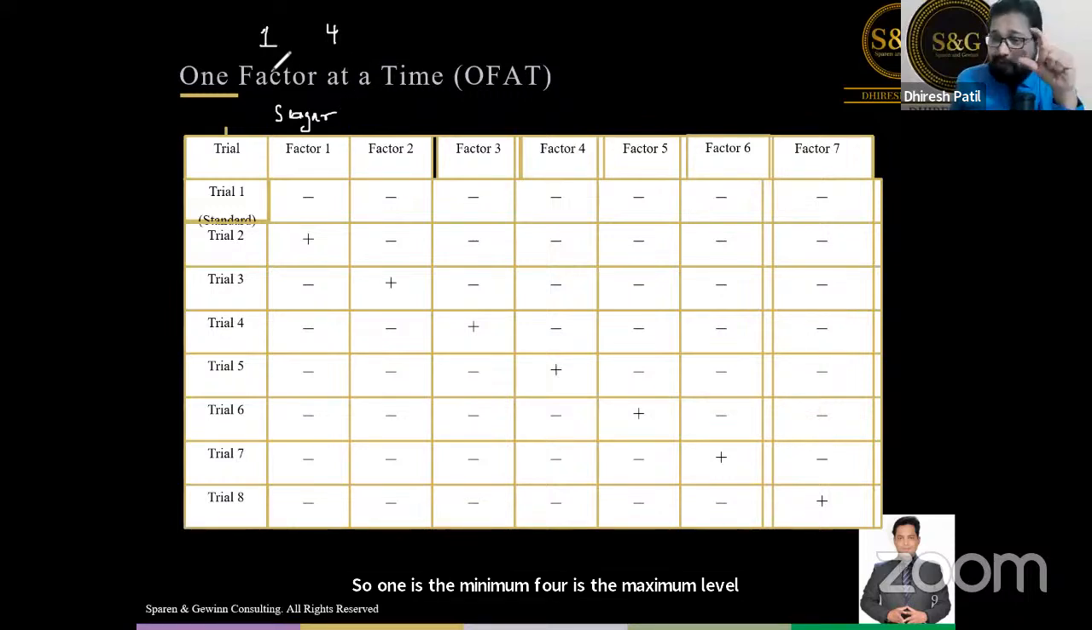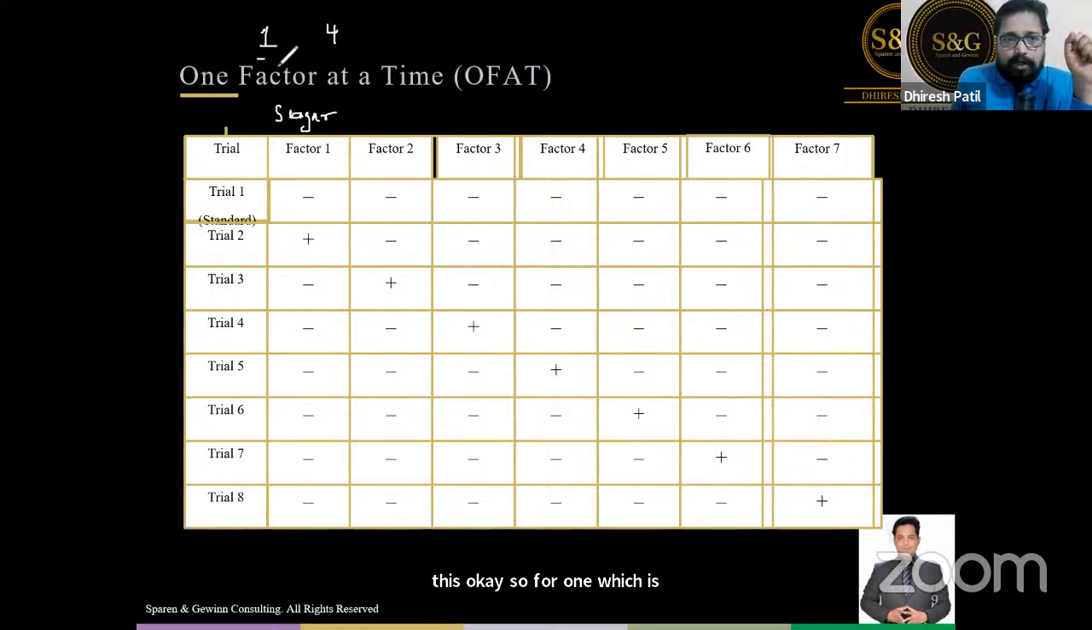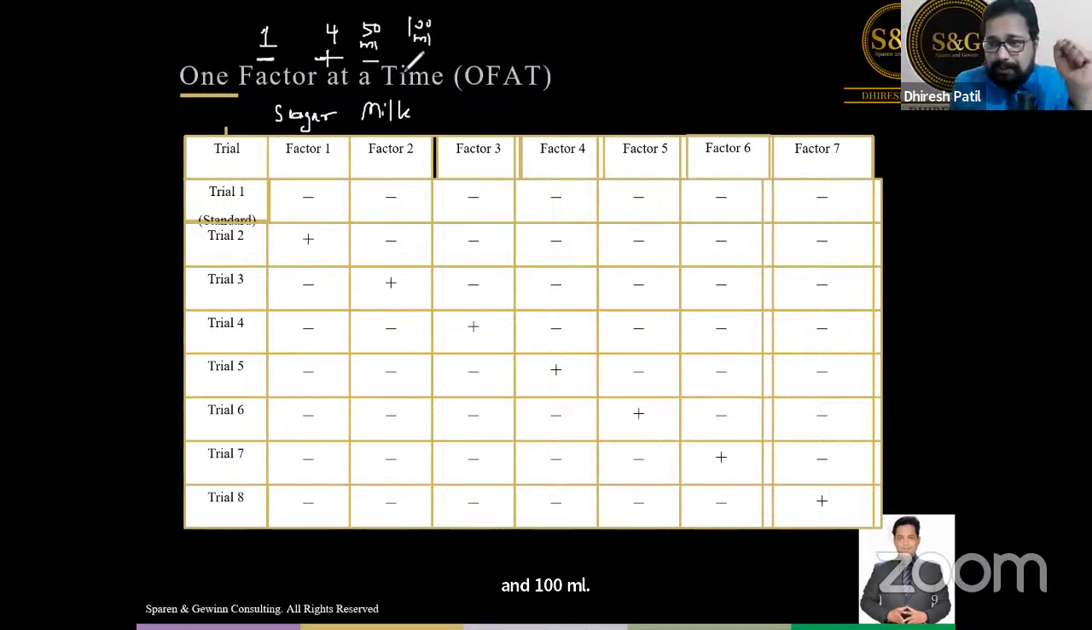So for 1, which is the lower level, the sign will be negative, which is minus, and for the higher setting, the sign will be positive, or plus. Whenever we see a minus sign, that is a lower setting. Whenever we see a plus sign, that is the higher setting. Let's say milk. Milk will be 50 ml and 100 ml. So 50 ml is the minus, the negative sign, and the plus is 100 ml, which is the higher side.